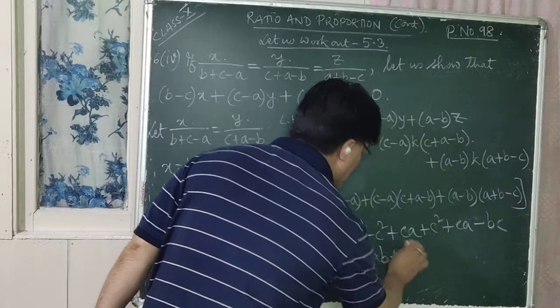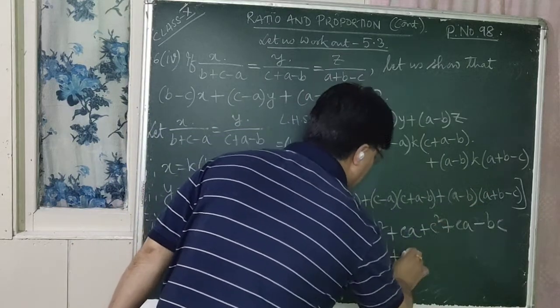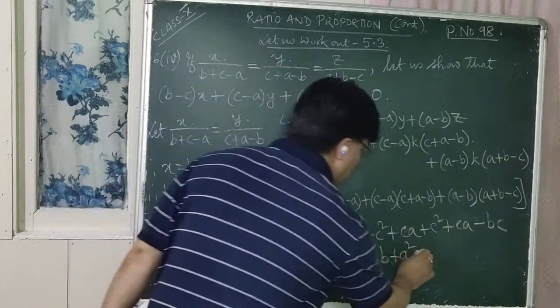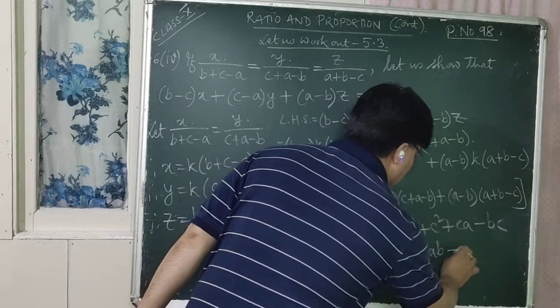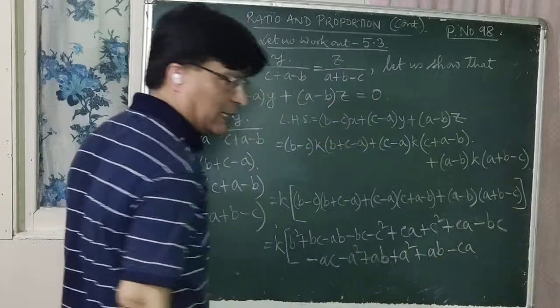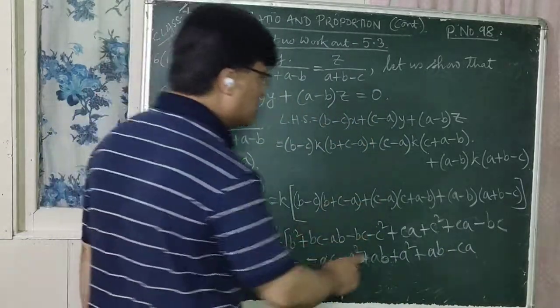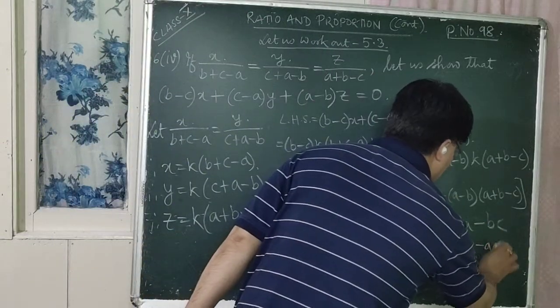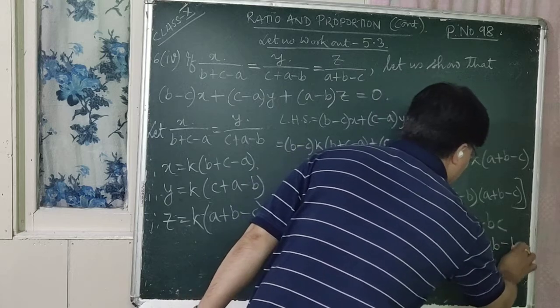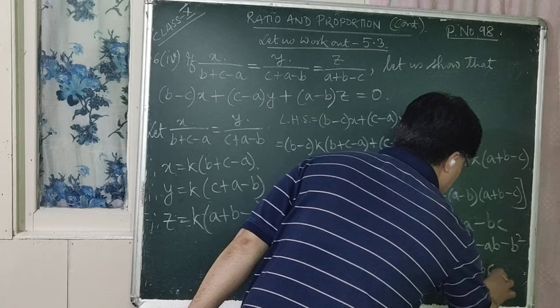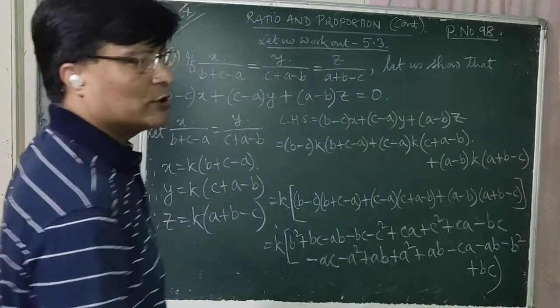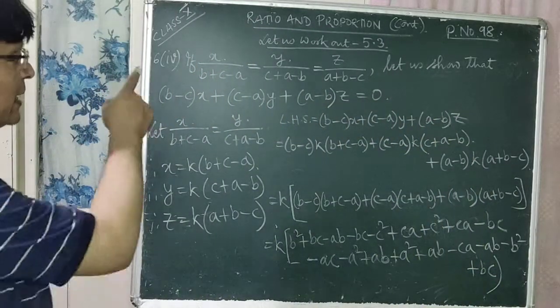Plus, now multiply by a here. a into a is a square, plus a into b is ab, plus into minus is minus a into c, ca. Now multiply by minus b here. Minus ab, minus b square, and minus into minus is plus bc. Bracket closed. The answer should be 0.